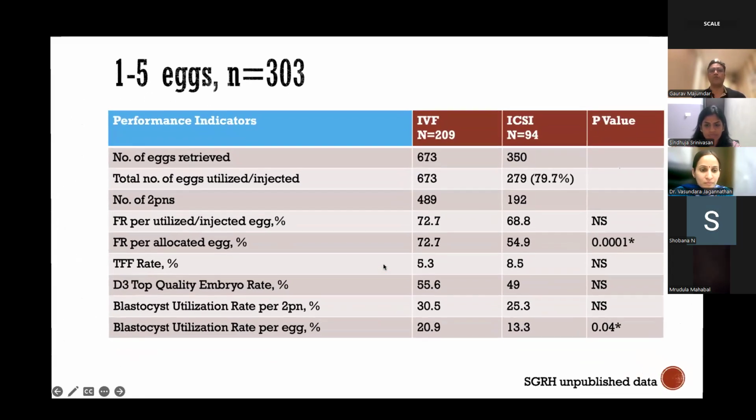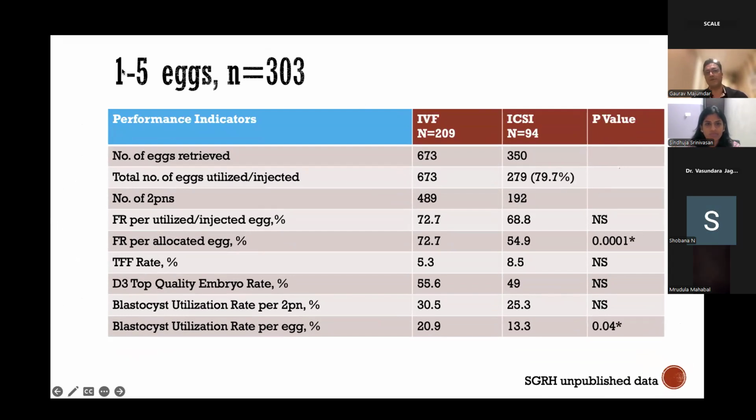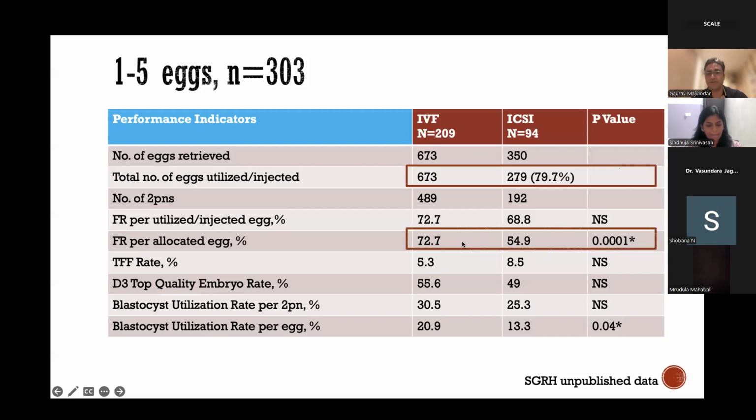Okay, so let's quickly move on. This is some data about poor responders, where only 1 to 5 eggs were retrieved. As you can see, the total number of eggs utilized versus number of eggs injected was only 80% in patients with 1 to 5 eggs. Which means 20% of these eggs were not injected as a result of doing ICSI. And as a result, the fertilization rate per egg was found to be much higher with IVF as compared to ICSI, which then led to a statistically significant increase in the blastocyst utilization rate per egg also.